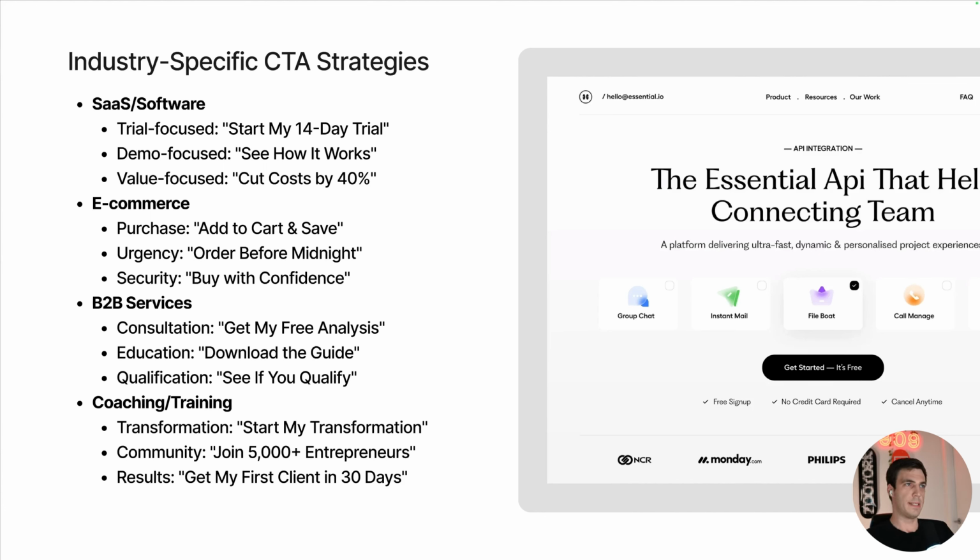So software as a service, a trial focused one might be "start my 14-day trial," whereas e-commerce, a purchase might be "add to cart and save." B2B services, consultation, "get my free analysis." And for coaching and transformation, "start my transformation." Depending on your industry, be sure to use the right language to entice your audience with the right offer.